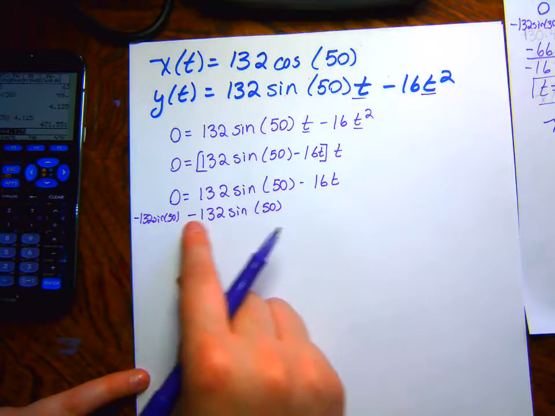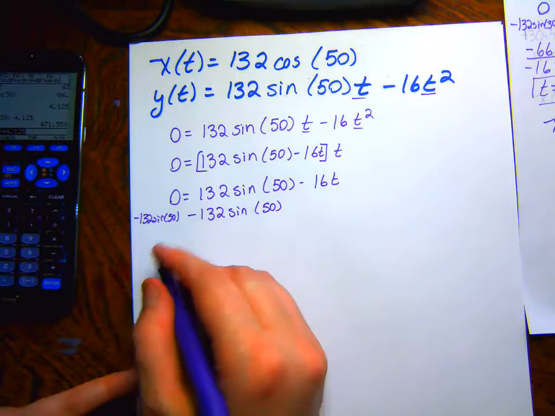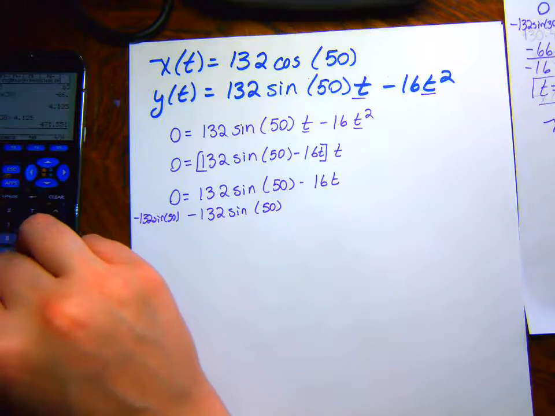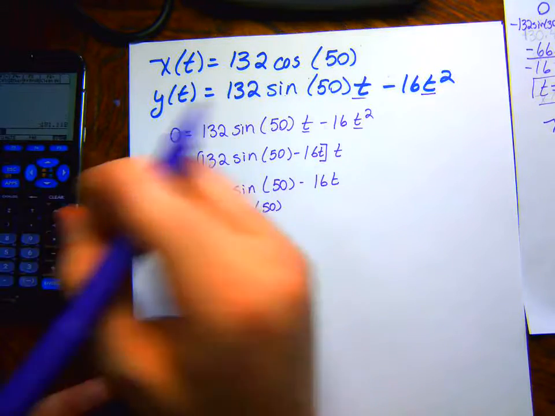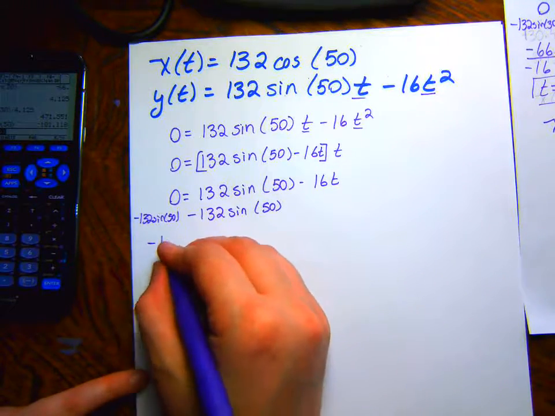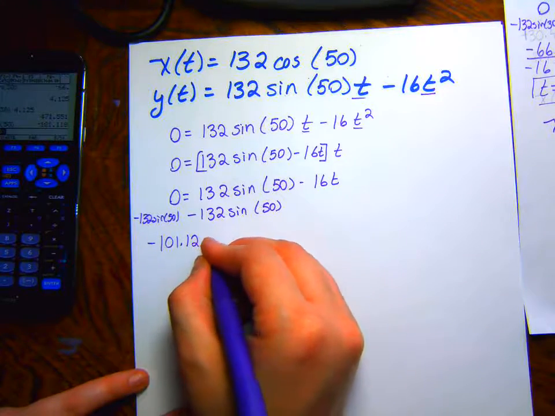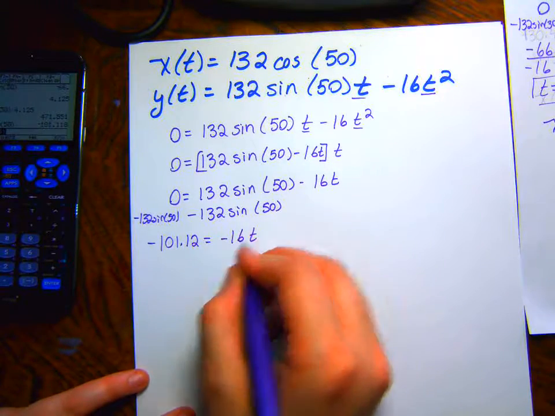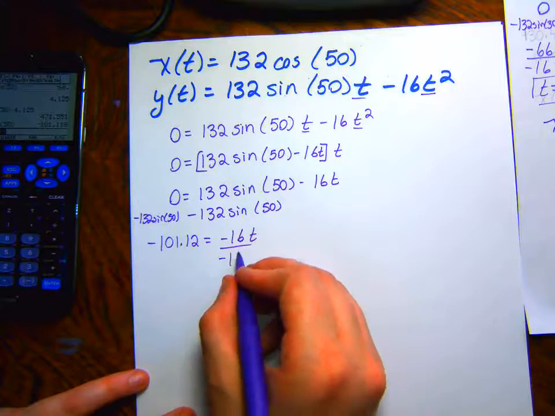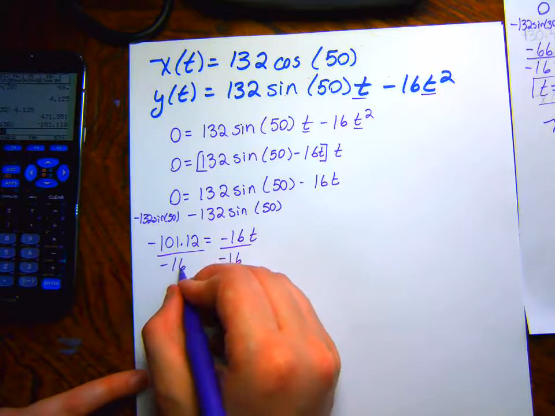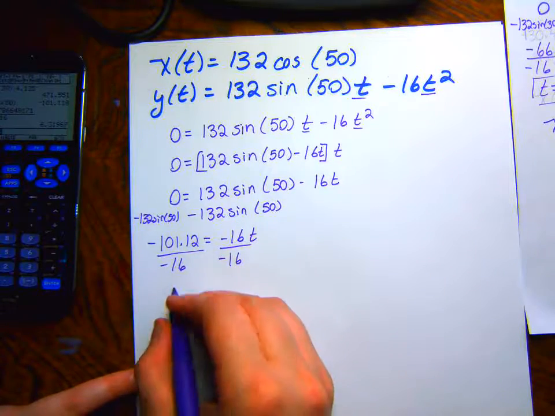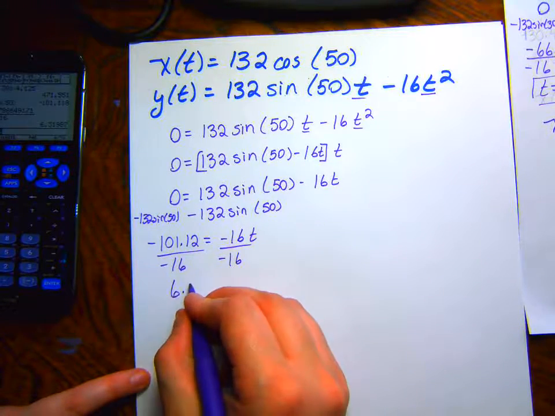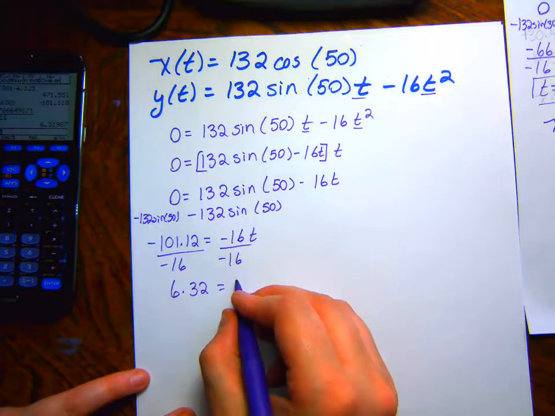Okay, if I plug 132 sine of 50 in my calculator, I get negative 101.12 equals negative 16t. Divide both sides by negative 16. And I get that t equals about 6.32.